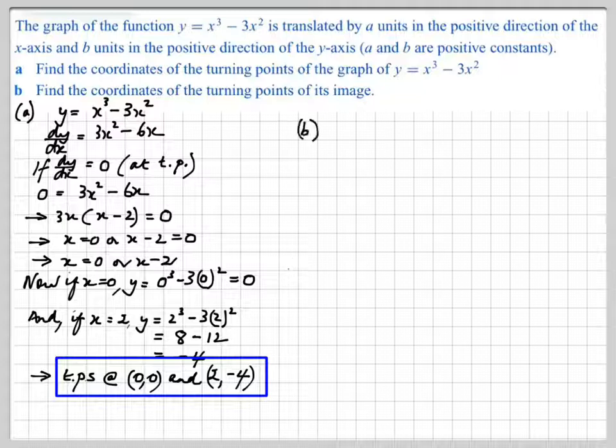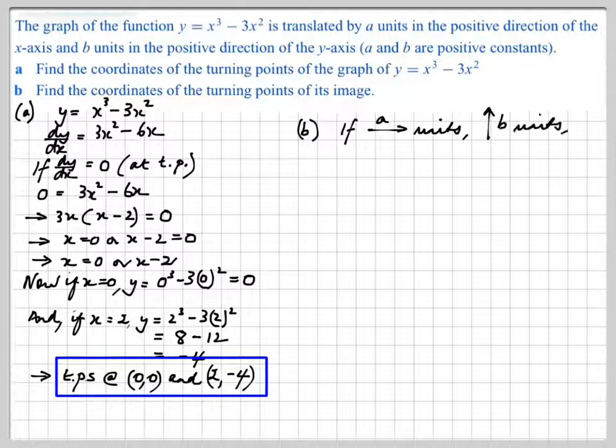Now, what have we got to do now? Part B. Find the coordinates of the turning point of the image. That's after we've done the translation on it. Well, what is it doing? It's moving x over by A and y up by B. Well, that's pretty easy, isn't it?